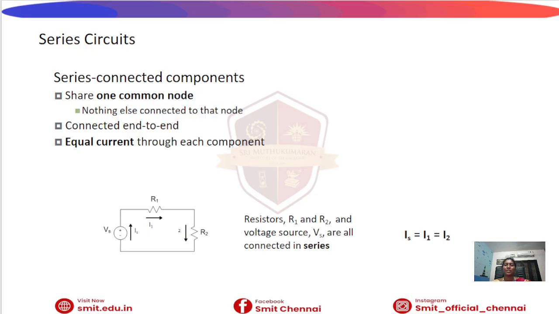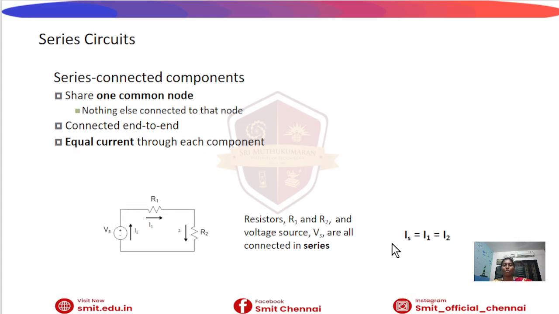So, what are the key characteristics of a series circuit? We have already discussed this earlier. In a series circuit, the components share one common node and no other element is connected to that node. So the same current flows through all the components, and there is only one path for the current flow. See the circuit, we have the resistors R1 and R2. The same current flows through the whole circuit.